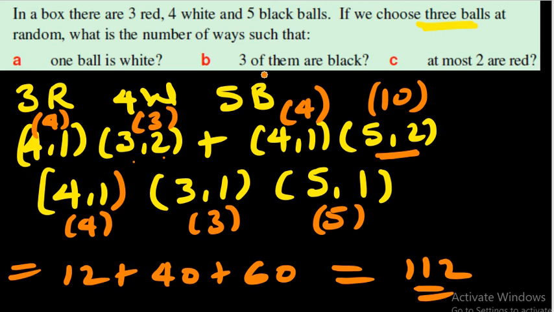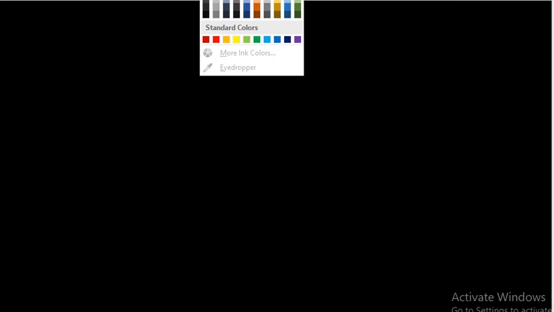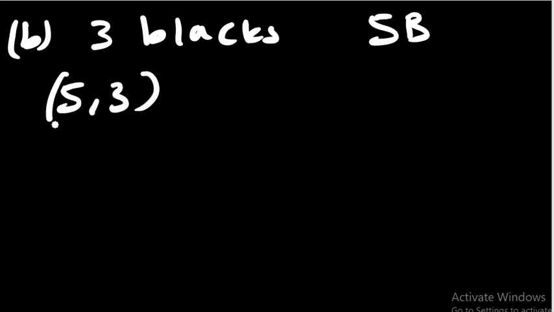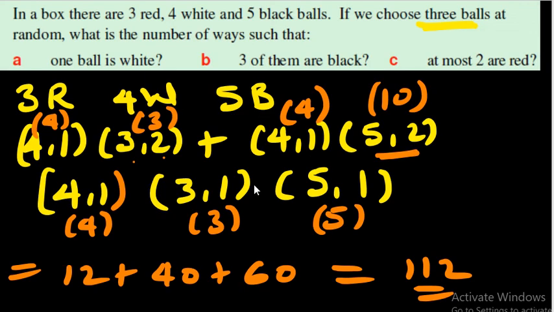What about B? 3 of them are black. This is simpler. 3 of them are black. How many blacks are there? 5 blacks. So what to do? 5 combination 3 directly. So B, 3 blacks, means the total number of blacks is 5 already. So 5 combination 3, which is 10. You can do it and check it. This is the simpler one. Let's try to see the last one.